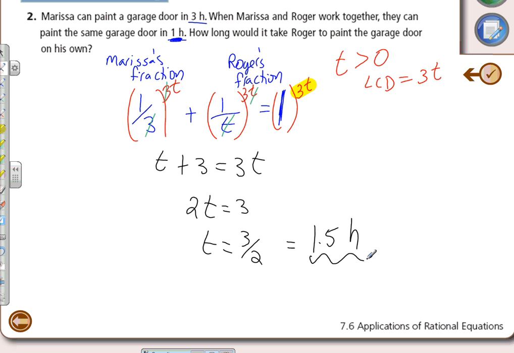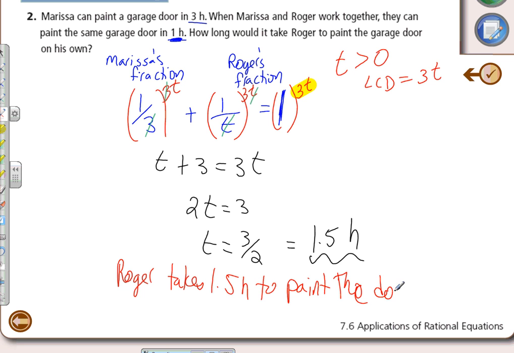And that makes sense if you think about it, because if she's able to paint 1/3 in that hour, he's painting 2/3, that means he's working twice as fast, so it should take them half as long. So always be looking: do my numbers make sense? And yeah, they do there. So then Roger takes 1.5 hours to paint the door on his own.